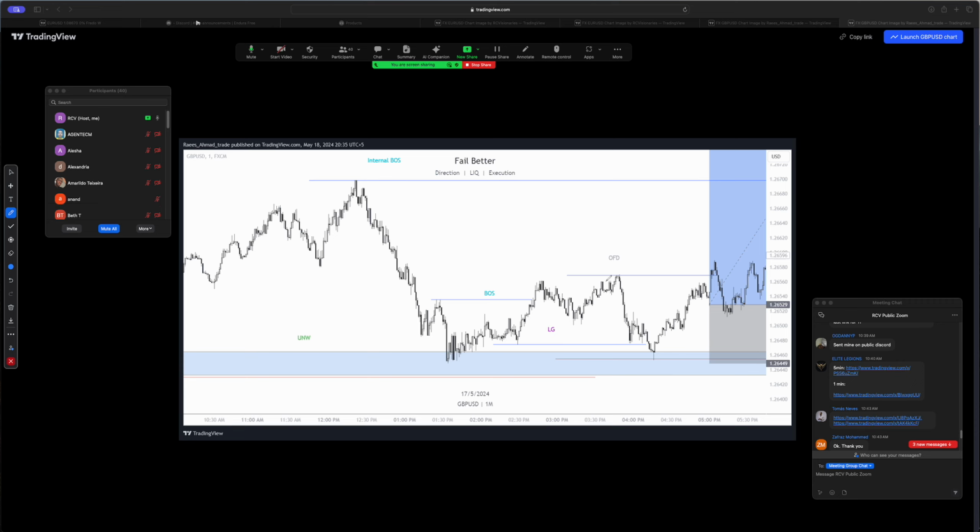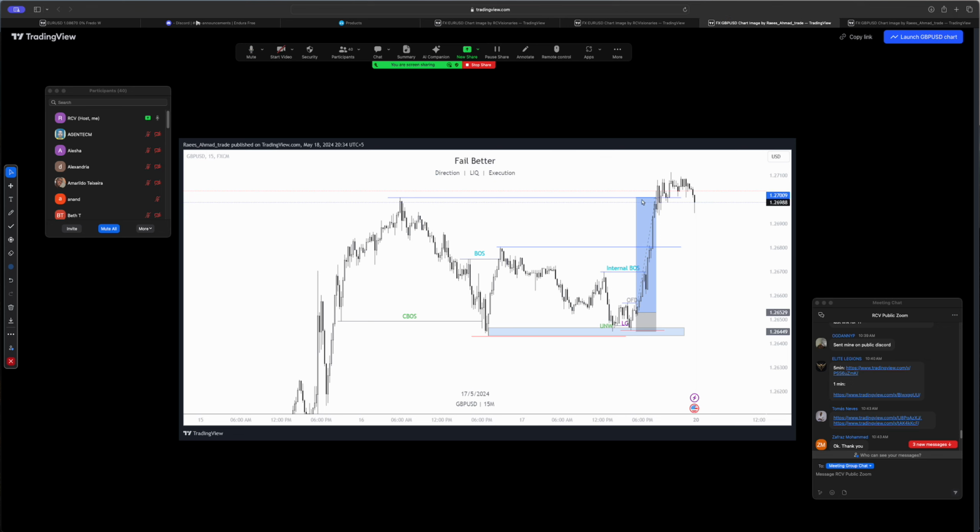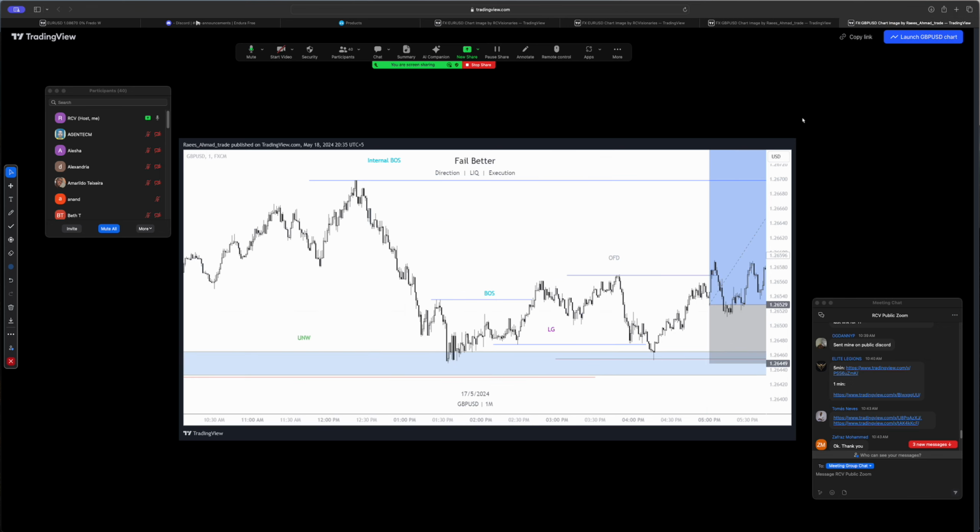If you're able to do this stuff where you're adding complexity in terms of having an external bias and internal entry, that's perfect. That's how the RCV style was built. But over time, I just want to make sure that I'm conservative. I want to make sure that my risk management is very good, and I want to make sure that I'm only taking high probability scenarios.